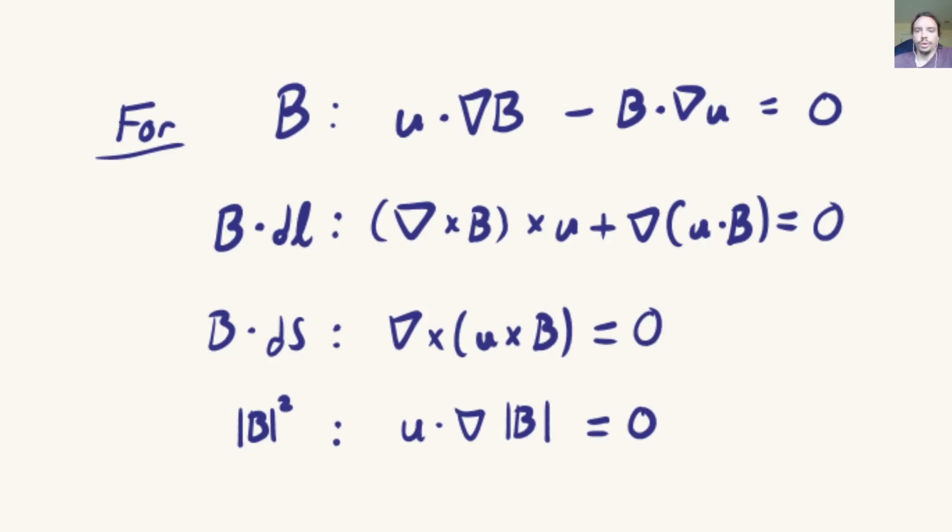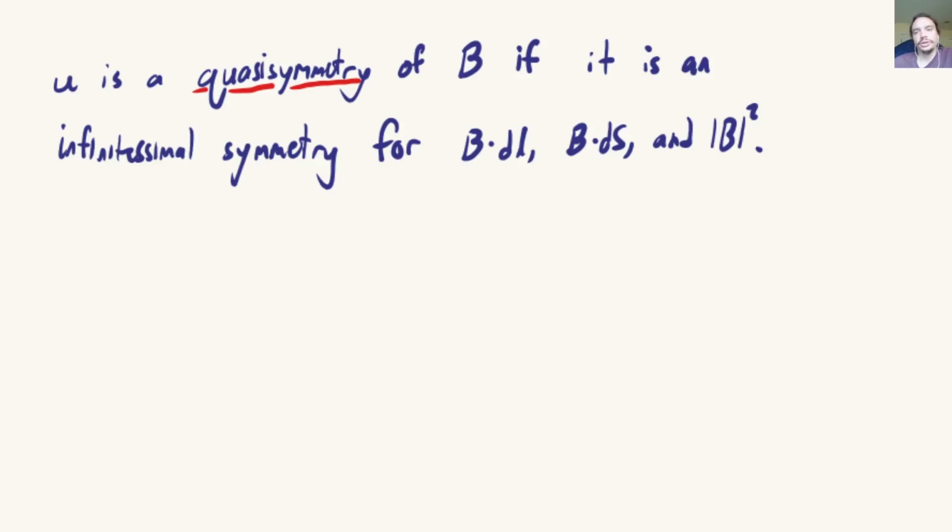Okay, so we've got 4 different notions of symmetry for B now. Which of these is quasi-symmetry? It turns out it's not just one of them. It's 3 of them all at once. So quasi-symmetry is actually a lot more symmetric than just typical symmetry. So we say that U is a quasi-symmetry of B if it is an infinitesimal symmetry for all 3 of B dot dl, B dot ds, and magnitude of B squared at the same time.